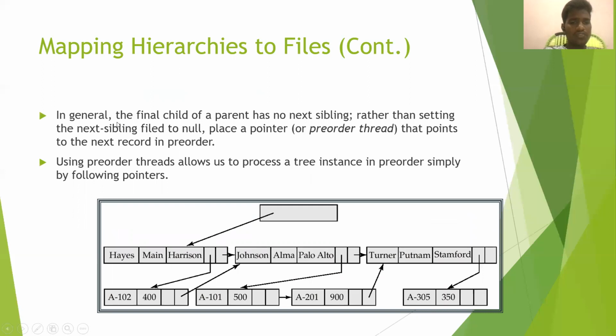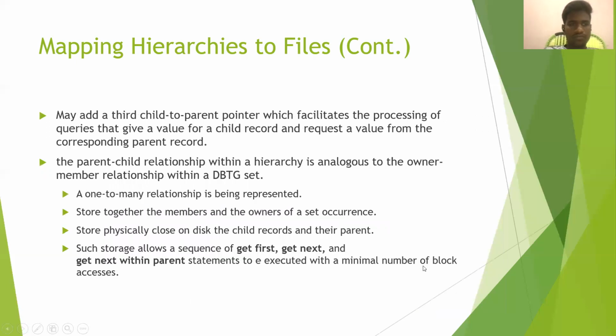In general, the final child of a parent has no next sibling. Rather than setting the next sibling field to null, place a pointer, or pre-order thread, that points to the next record in pre-order. Using pre-order threads allows us to process tree instances in pre-order simply by following pointers. Here you can see it is pointing to its sibling. Because there is no sibling and no child to this last node, it is pointing to this one.